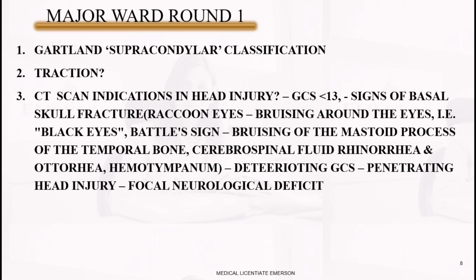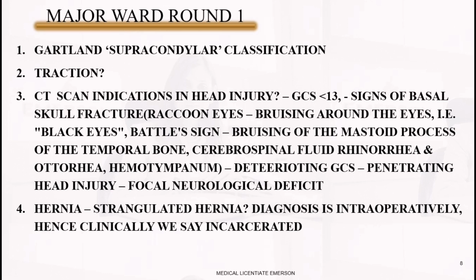Then the other indication for CT scan is deteriorating GCS. Then others, we have penetrating head injury. Then if a patient presents with focal neurological deficit, that's an indication for CT scan in head injury.